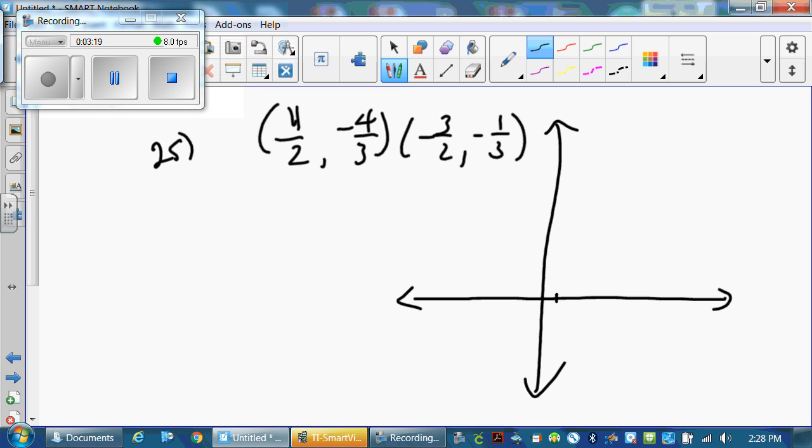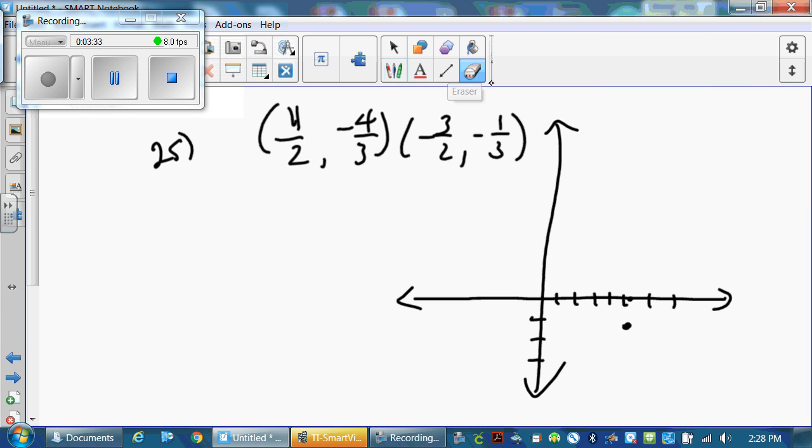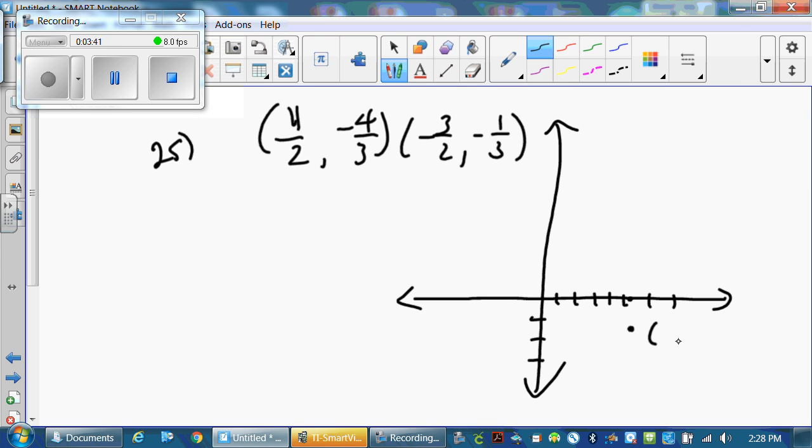Okay, 11 halves, 1, 2, 3, 4, 5, 6, 7. 11 halves is 5.5 over, and negative 4/3 is negative 1 1/3. So something like that. I'm not quite far enough over. 5.5, -4/3. So 11/2, -4/3. The other point is at -3/2, -1/3, which is about there. -3/2, -1/3.